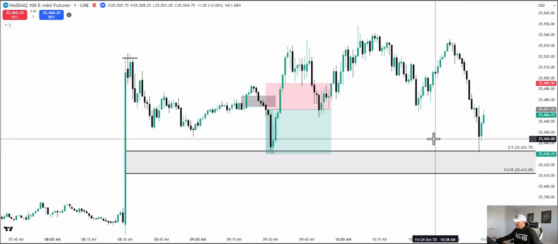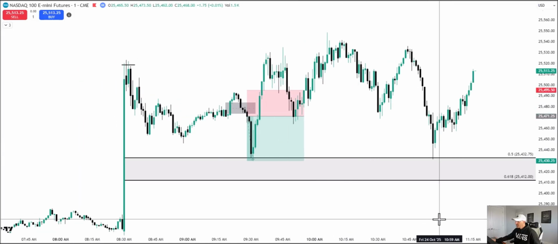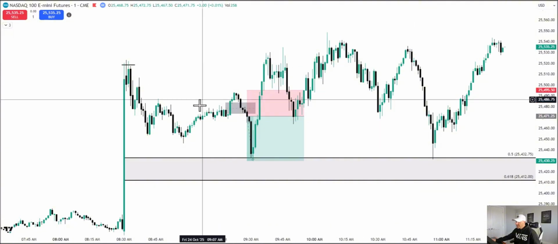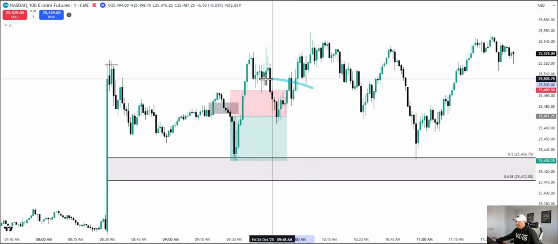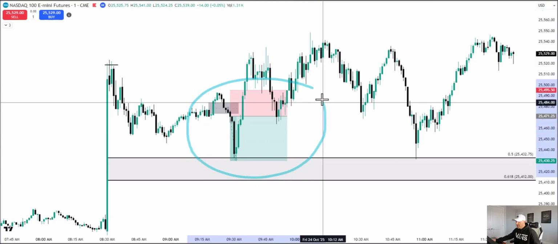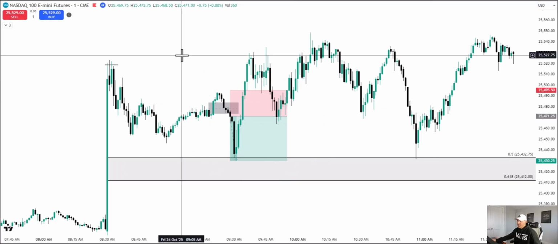But we actually come down and tap discount again here, and then look, we continue higher. But this is the move. This is the move we want to capitalize on right here. We want to capitalize on that first push down to discount. Okay, so just wanted to review this trade with you guys.